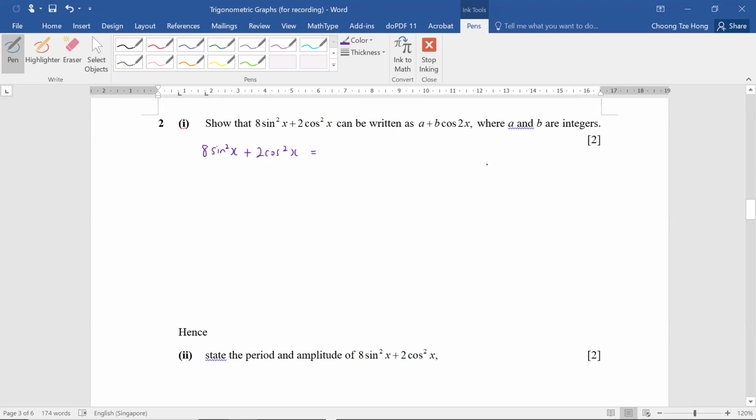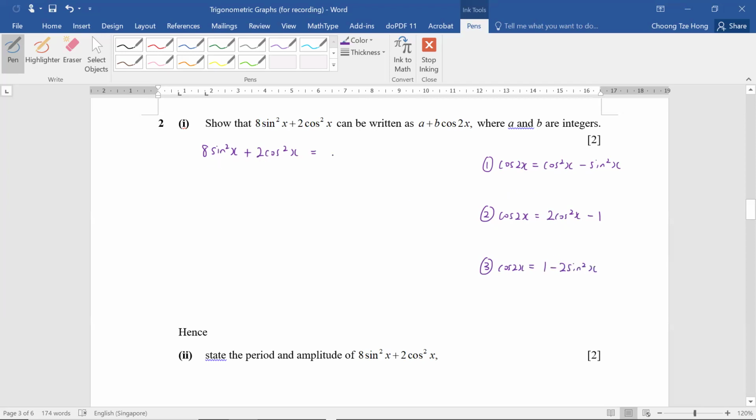All right, so the double angle for cosine exists in three forms. The first form is cosine 2x equals cosine square x minus sine square x. So this is the first form. Then the second form is cosine 2x equals 2 cosine square x minus 1. And then the third form would be cosine 2x equals 1 minus 2 sine square x. So it exists in these three forms.